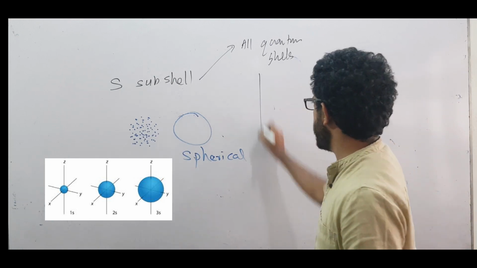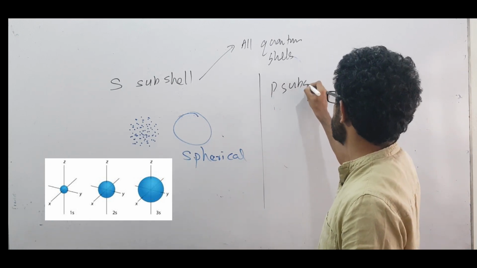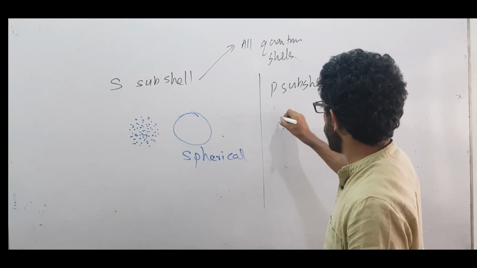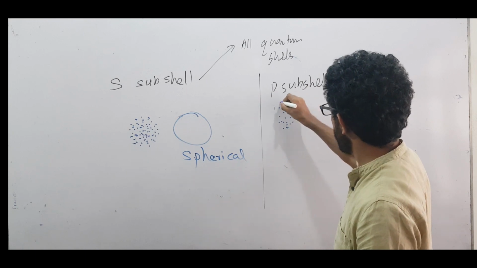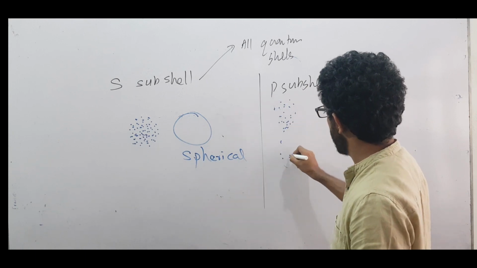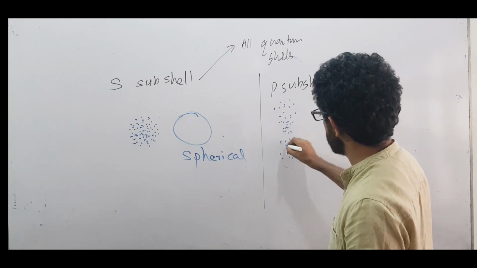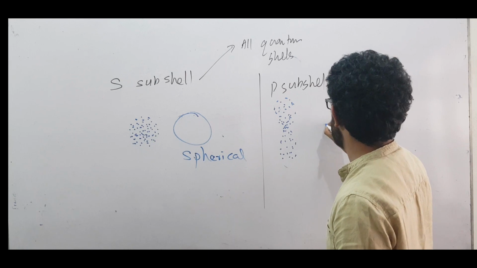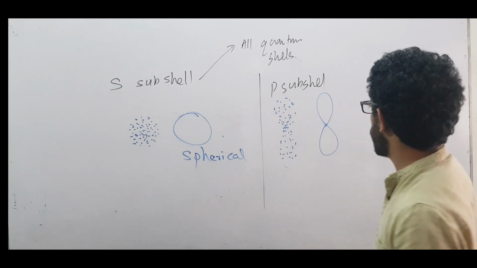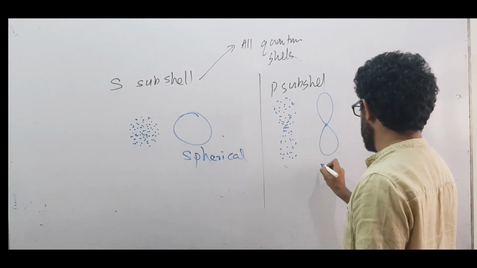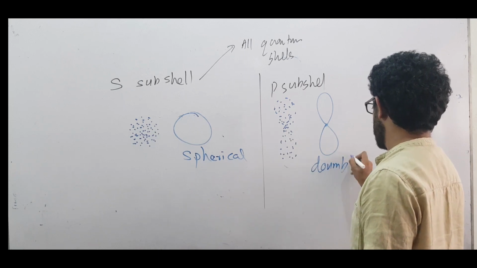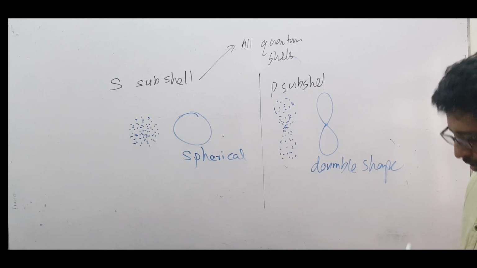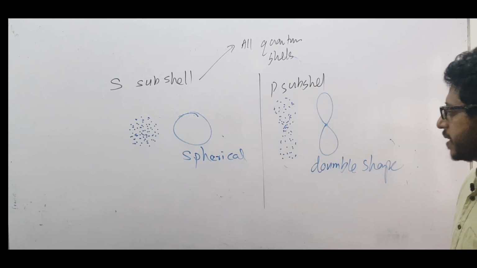Then there is something called the p subshell, we have to know that as well. The p subshell has a shape like this. If I draw dots again, it is like this, each dot represents an electron. We call this a dumbbell shape. That is what we say, dumbbell shape. So, these are three-dimensional spaces.